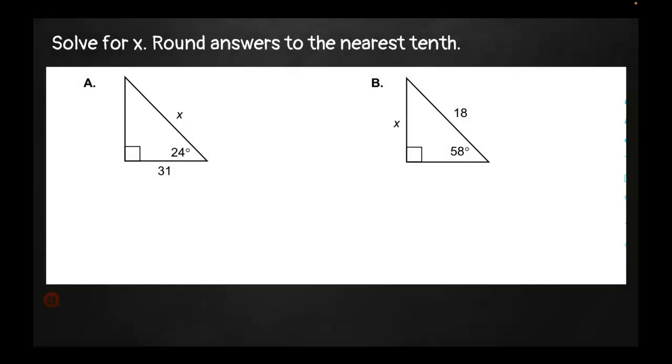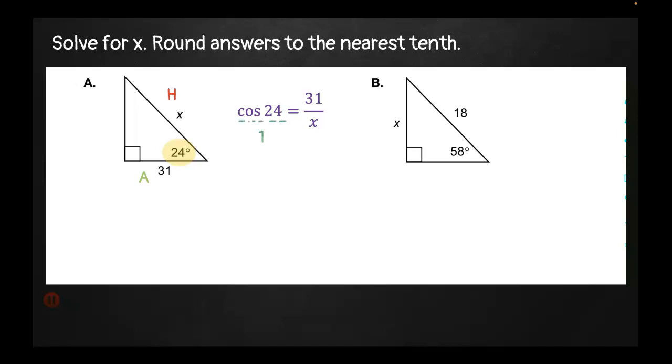Okay, so for these questions, we want to solve for x. We are actually going to be given an angle now. In letter A, we have angle 24. We can use the same ideas as in previous problems and figure out what sides we are given. You have the adjacent side and the hypotenuse side. Think about which trig ratio that is. That is cosine. So I can set up my trig ratio with the cosine of my given angle, which is 24, and a ratio which is 31 over x, which you don't know. That's your hypotenuse.